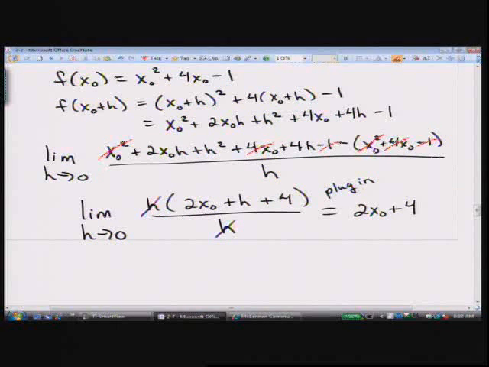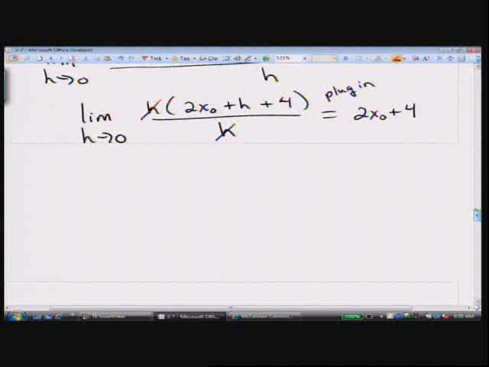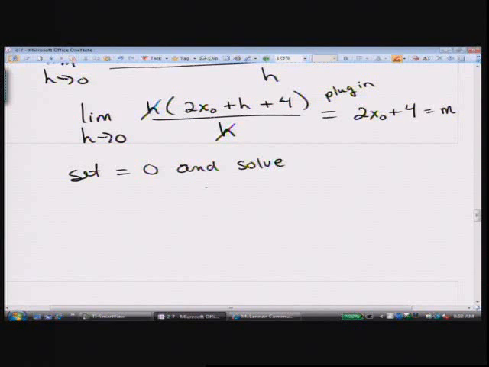And now if I set that equal to 0, I will be able to find out where the tangent line is horizontal. This is the slope. So I set it equal to 0 and solve. So I get 2x naught plus 4 equals 0. So I get x naught equals negative 2.